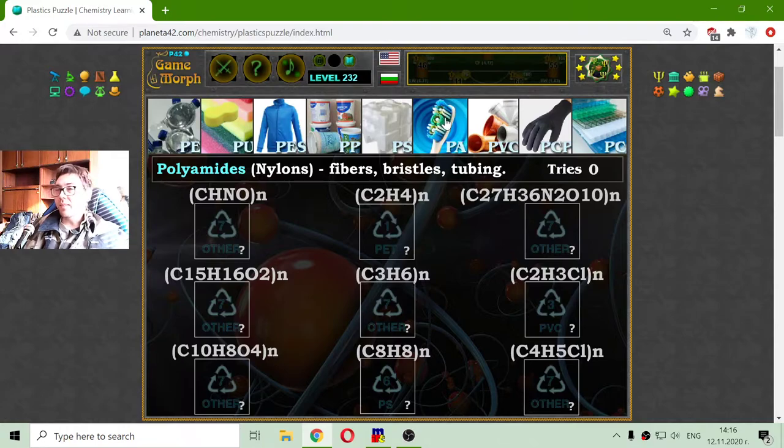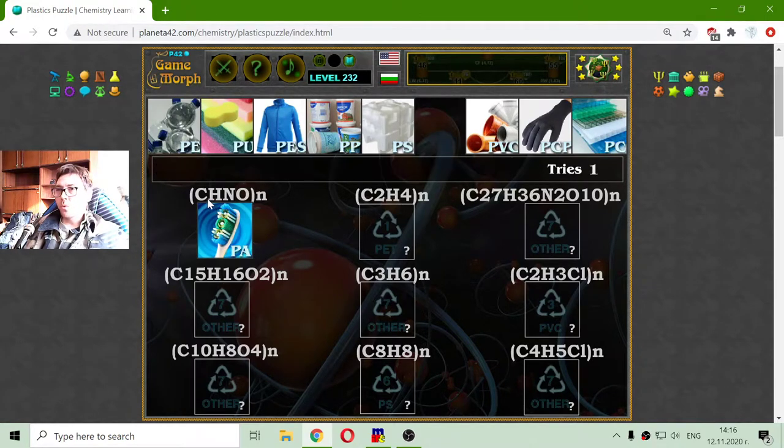So, the first thing that I want to sort is the polyamides, or the nylons. Maybe the base plastic, which is used to create fibers, bristles and tubing. Now we see the formula of the plastic, where this is the base formula. The plastics usually contain carbon, hydrogen, nitrogen and oxygen.